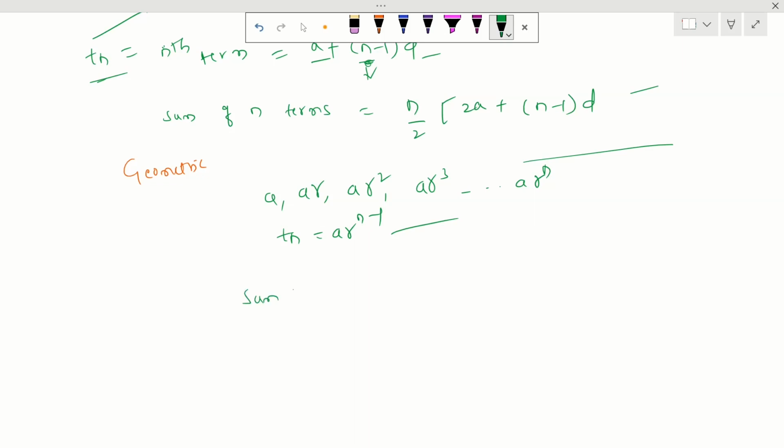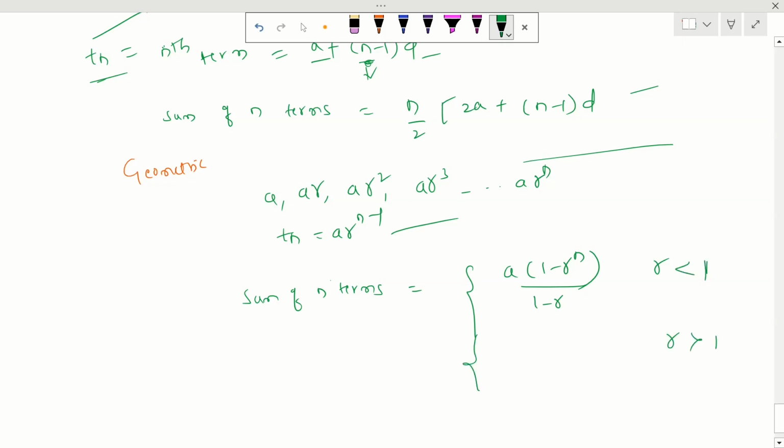And what is the formula for the sum of n terms? There are two formulas. When r is less than 1, it is a into (1 minus r to the power of n) divided by (1 minus r). When r is greater than 1, it is a into (r to the power of n minus 1) divided by (r minus 1). Just remember that when r is greater than 1, r minus 1 is in the denominator, and when it is less than 1, it is 1 minus r.